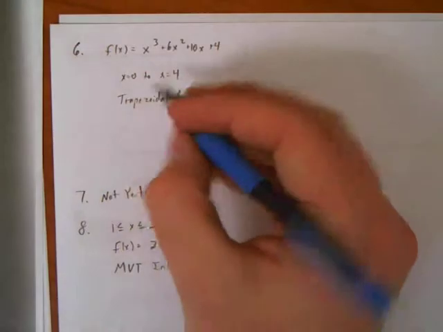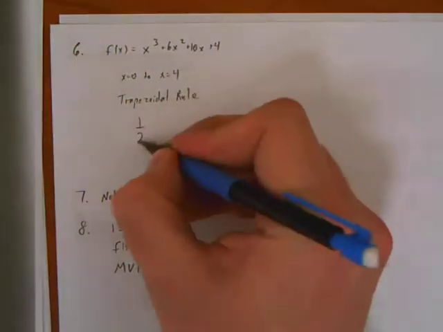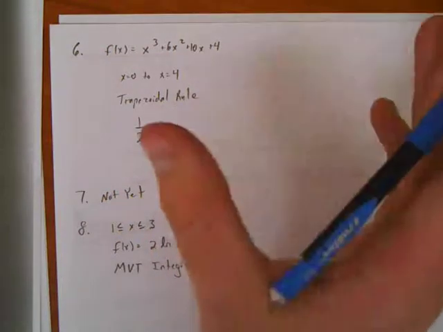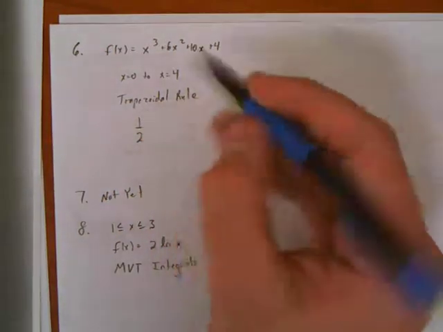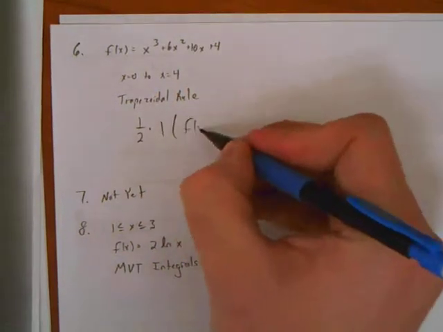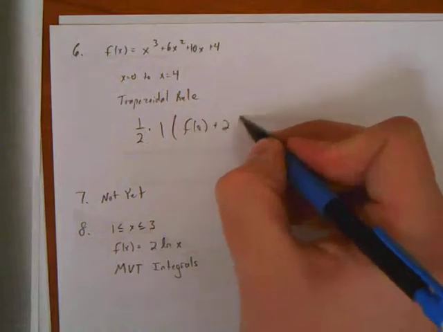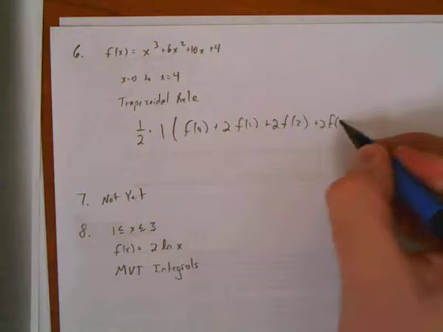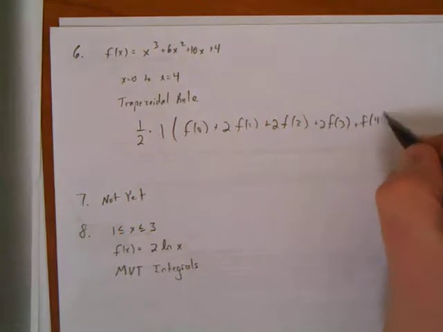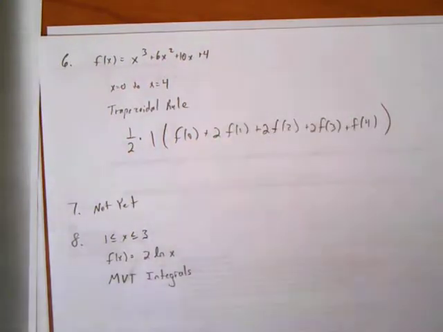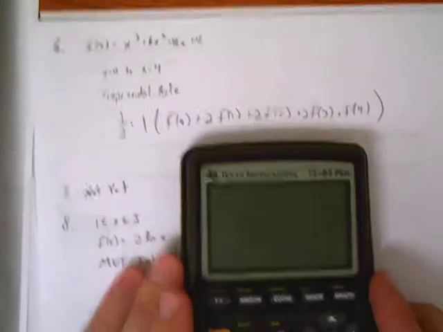So if you remember the trapezoidal rule, it's 1/2, because that 1/2 comes from all of the bases being added together and divided by 2. And that divided by 2 gets that 1/2, times the height of each trapezoid, which is 1, times the quantity f of 0, plus 2f of 1, plus 2f of 2, plus 2f of 3, plus f of 4. The endpoints we only need once, and everything else we need 2 of. That's the trapezoidal rule.